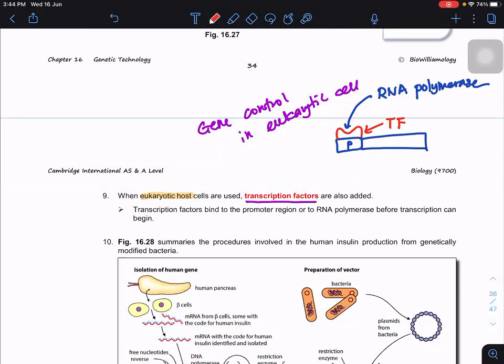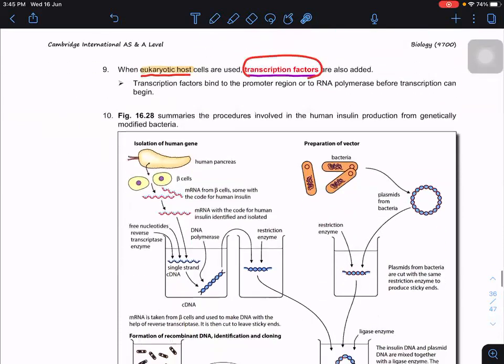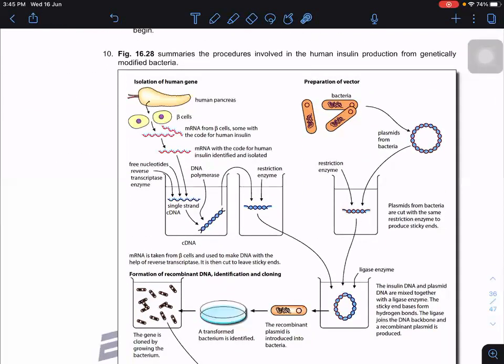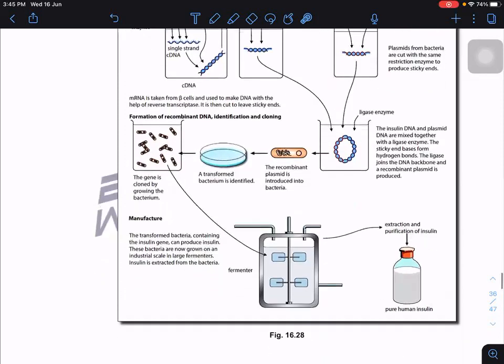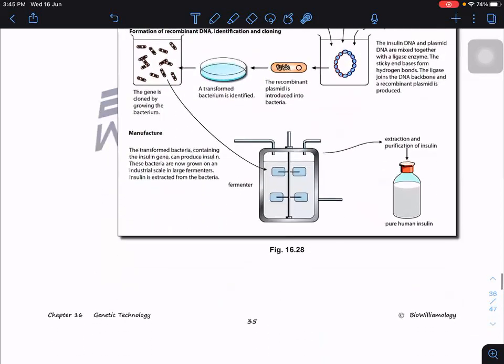So if you use eukaryotic cells, you need to know which transcription factor is needed, and then we add it in so that it binds to the promoter region or to the RNA polymerase before transcription can begin. This figure summarizes the entire process of how we manage to get human insulin production from the genetically modified bacteria. With this, we have done the gene transfer.